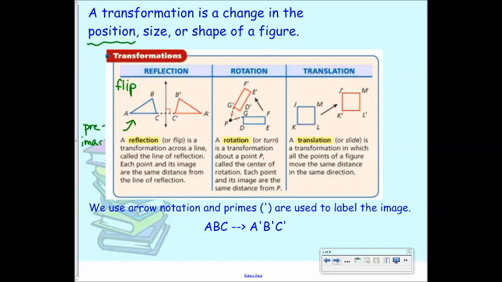And what does the prefix pre mean? Before. And then here's our image. So we've got our image and our pre-image. Our pre-image just happened before. And in this case, it was a reflection because it was flipped.